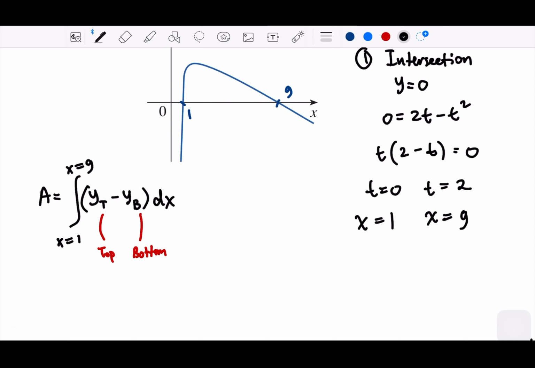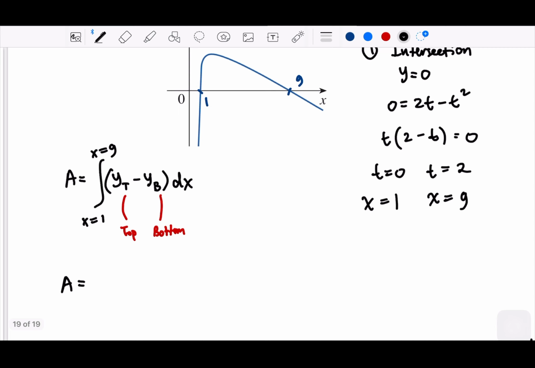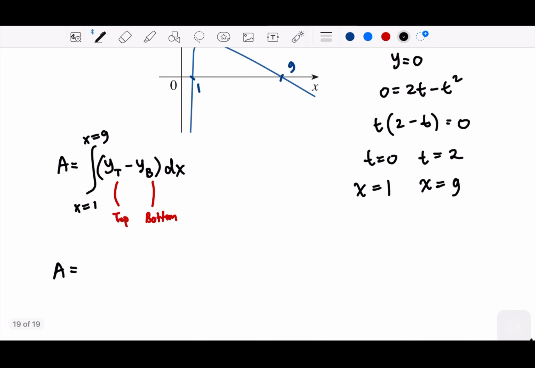Now we need to change to t. Okay, change to t. Well, you could skip this one and go directly to t, but this is just to show you how this step is not really different from what we have learned before. Okay. So now t is from t equals 0 to t equals 2.